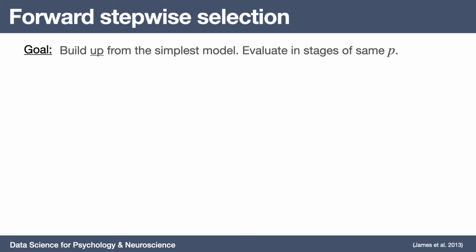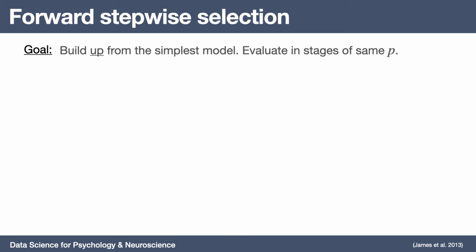So, an alternative to full subset selection is to use stepwise selection instead. Stepwise selection methods have the same logic as full subset selection. Use bias-adjusted criteria to compare models with different complexity. But instead of comparing all possible models, you structure the way you compare models. So for example, with forward stepwise selection, what you do is you build up from the simplest model and run an evaluation at every step of p.